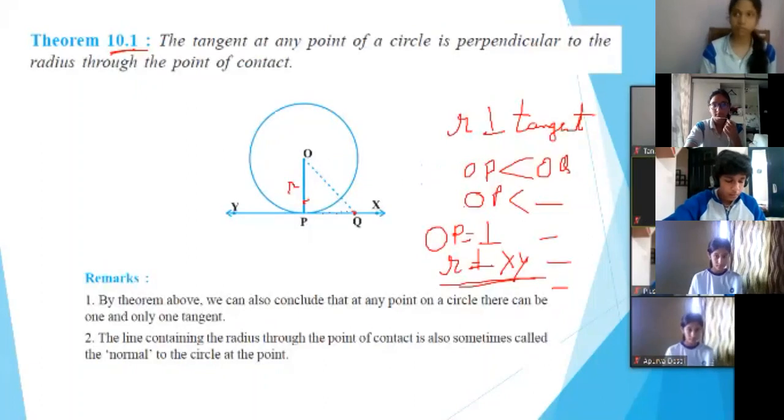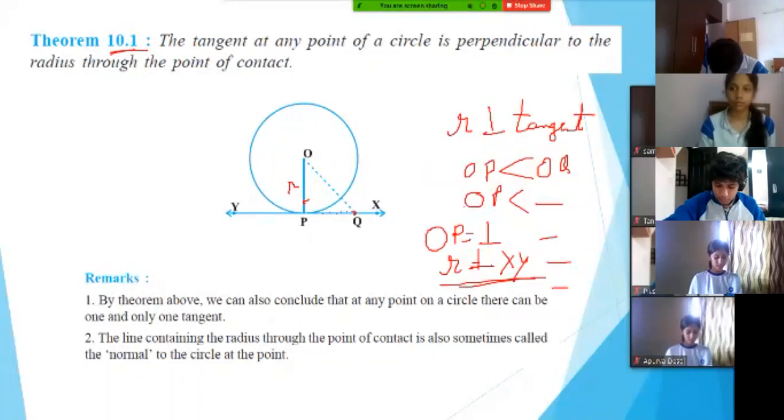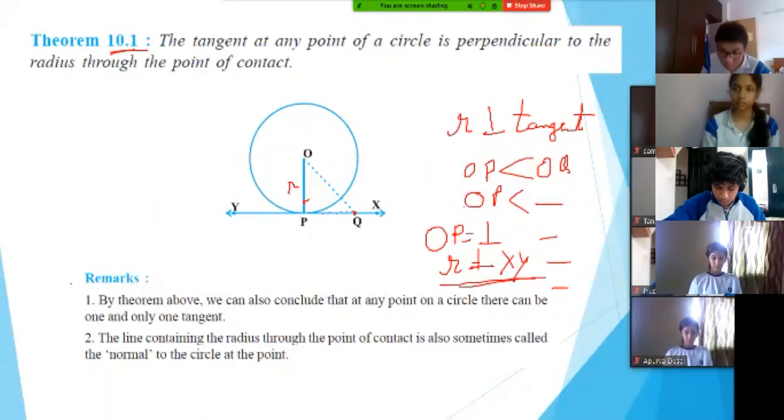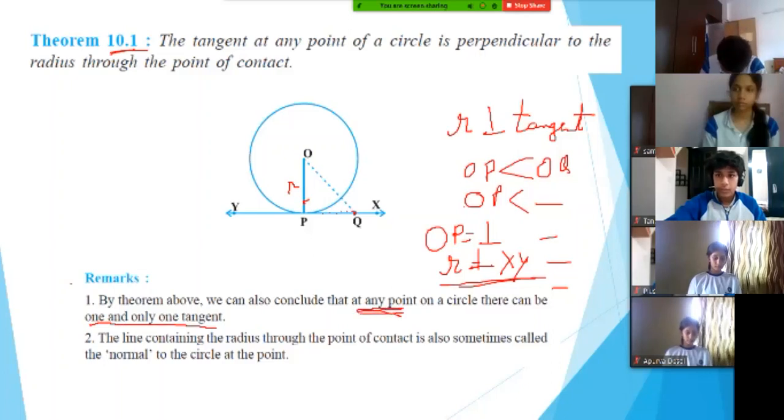No, before that, just look into these points, all of you. This is very important. These remark points are also there in your textbook. By the theorem above, we can conclude that at any point on a circle, there can be one and only one tangent at any given point. Remember that. Whereas there can be uncountable, infinite tangents on a circle, but at any given point, only one tangent.